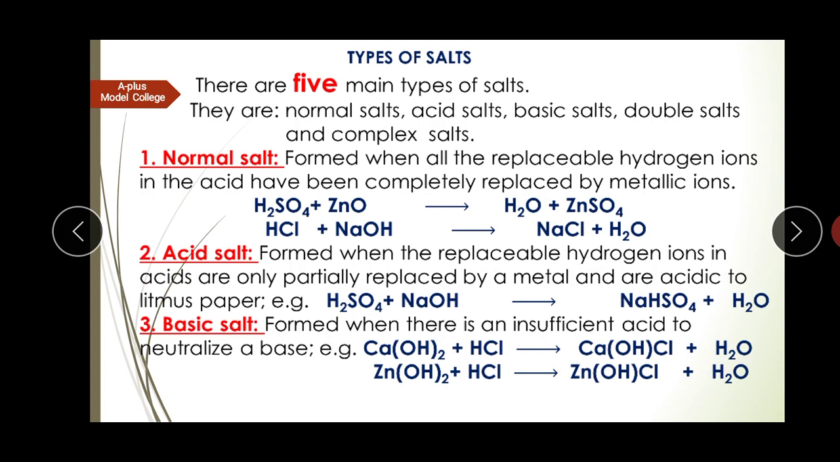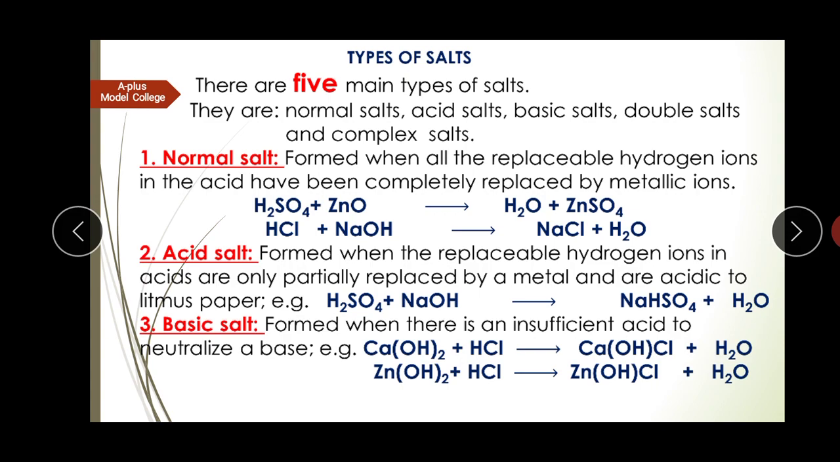So H2SO4 plus sodium hydroxide, you can see that there are 2 hydrogen ions that are replaceable in H2SO4, but only one has been removed. That is NaHSO4. Look at the SO4 on the right. H is still there. Only one has been removed. Whenever any salt has H content in it, that salt is an acidic salt. You can see the H is still in.